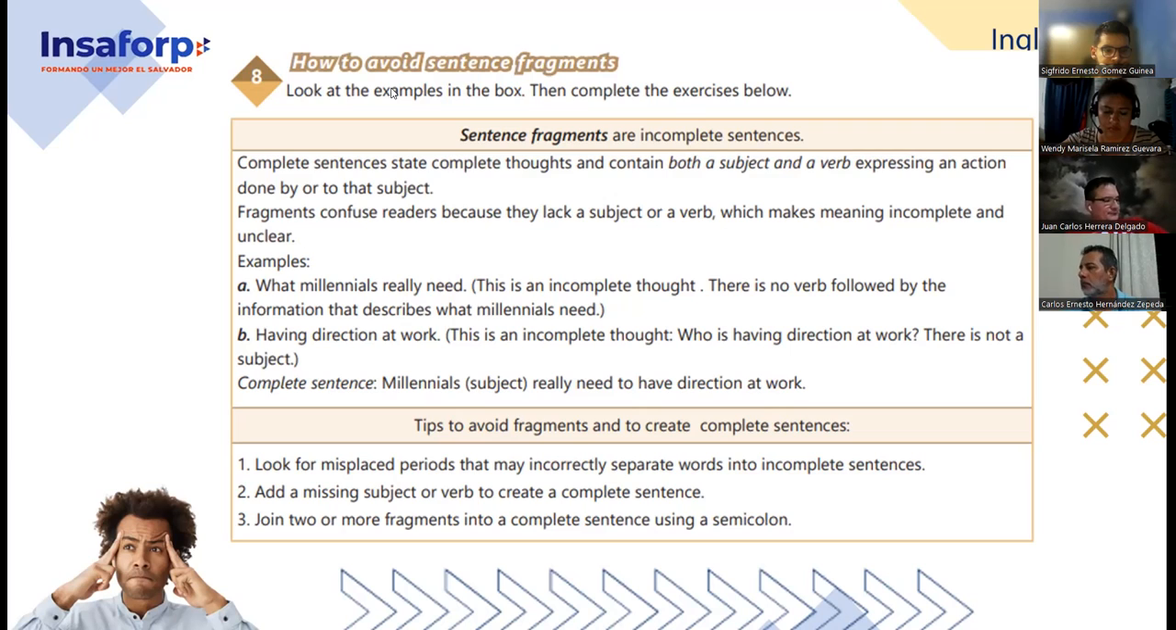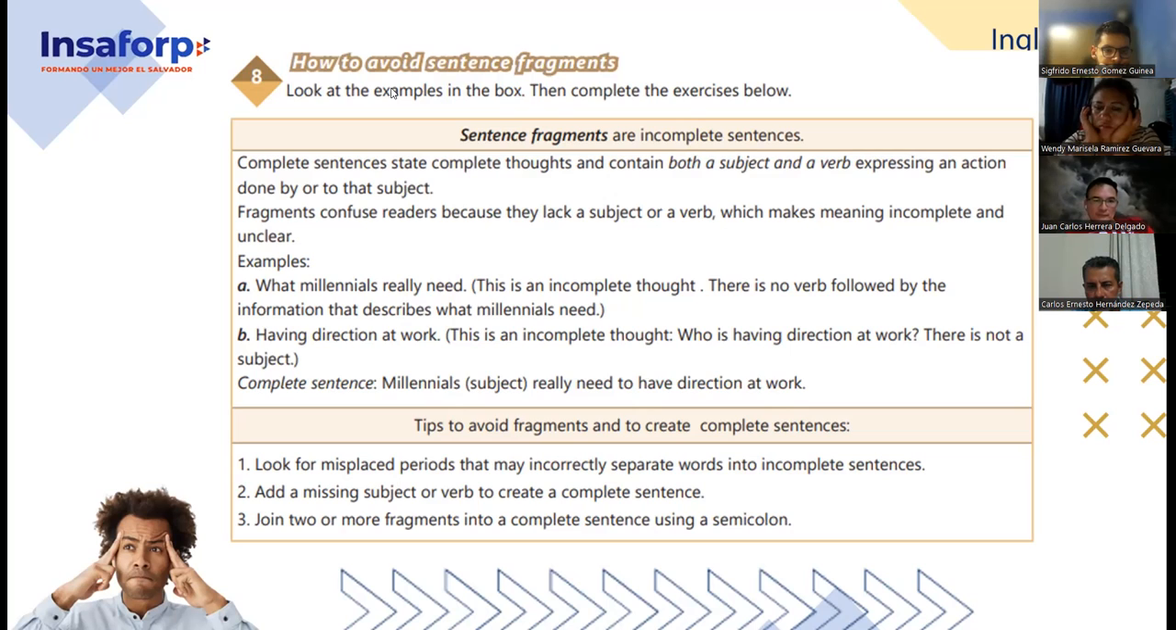Number two, add a missing subject or verb to create a complete sentence. If you consider that a subject can help the sentence to be complete, you can add it. If you need a verb, you can also use a verb. So the goal is to complete the sentence.